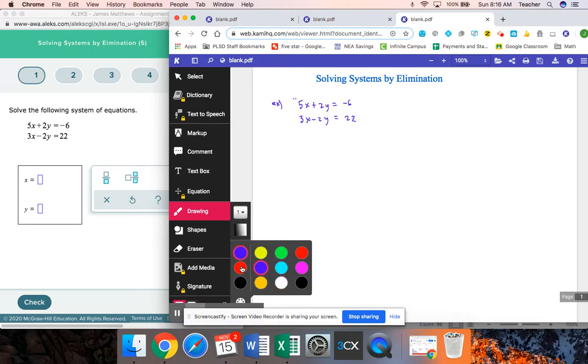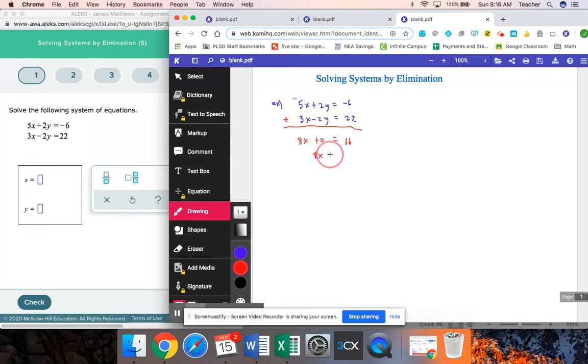In other words, what if I decided to add these two equations together? Let's see what would happen. Well, 5x plus 3x gives me 8x. And then 2y plus negative 2y gives me a 0y. It's gone. And then negative 6 plus 22 is a positive 16. Let me write that a little better. 8x plus 0 is really just 8x. That's equal to 16. When I divide both sides by 8, I'll see that x is equal to 2. So by eliminating the y's, I was able to find x is equal to 2.